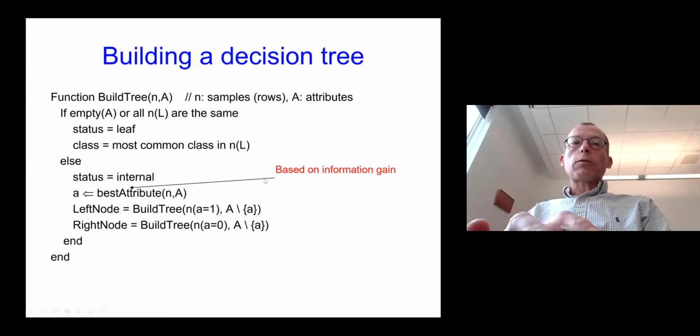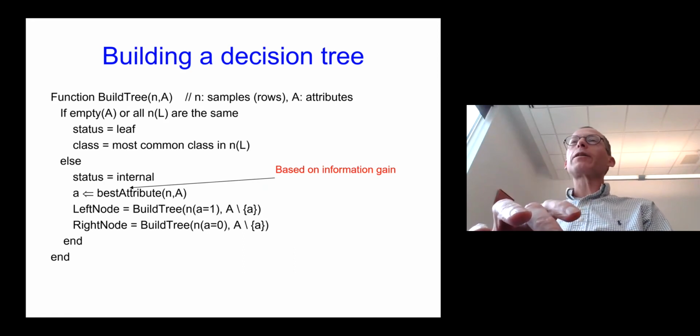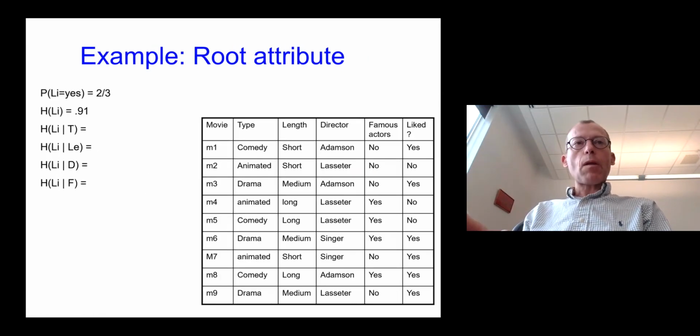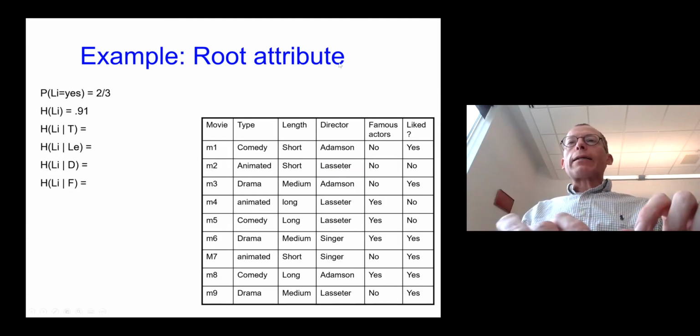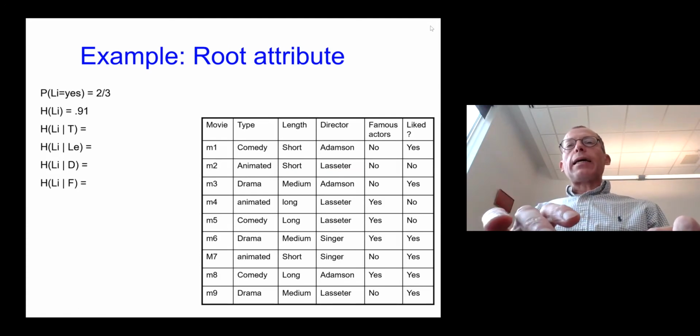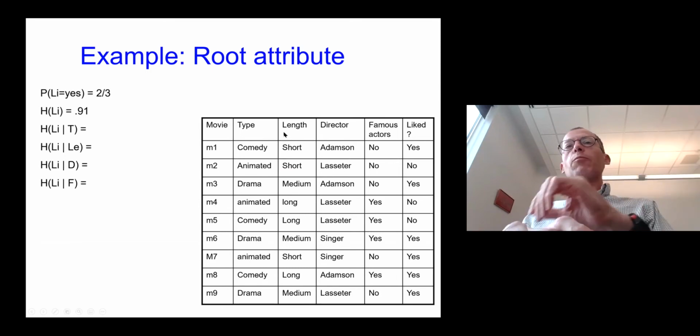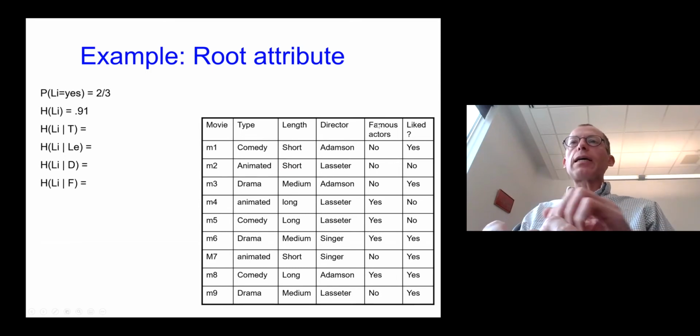So as I said, that's not the only way. Because this is a greedy algorithm, there are lots of ways, but one way to find the best attribute is to use the information gain. So let's do an example. Remember, we want to classify this data set. We have a set of movies, with the type of the movie, the length of the movie, the director, famous actors, and finally the labels for each of the movies.